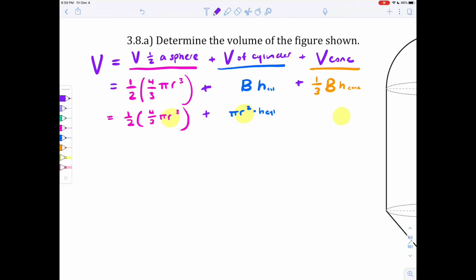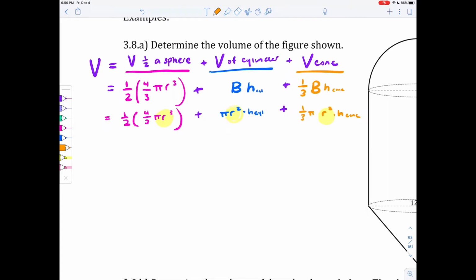Alright, so that is my volume of my cylinder. My volume of my cone, we have 1/3, we have pi, we have r, and we have squared because that area of my base is a circle. We get pi r squared. And then we still have it times height, but now again that's specific to my cone. Alright. Now, I'm going to plug in all these values. Yeah, I am. But I wanted those equal signs to be purple.